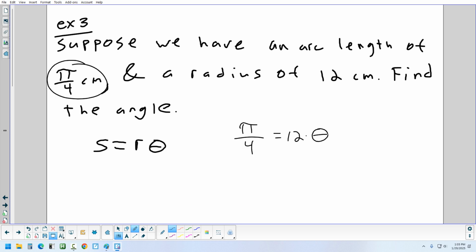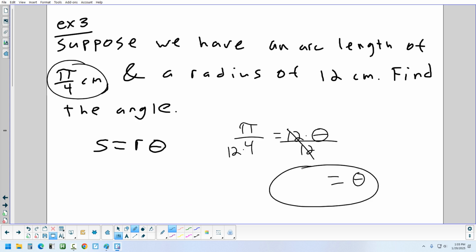Okay, how would you get theta by itself there? Divide by 12. Dividing by 12 just means put a times 12 in the bottom of the other side. Okay, when you divide by 12 there, that's gone. And what do we get for an angle? Pi over 12 times 4 equals angle. So pi over 48.